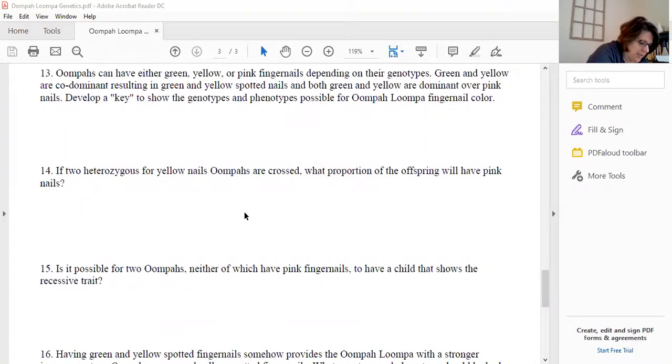Number 13 says Oompas can have either green, yellow, or pink fingernails, depending on their genotypes. Green and yellow are codominant, resulting in green and yellow spotted nails, and both green and yellow are dominant over pink. Okay, so this is a little tricky. We have a few things going on. Develop a key that shows the genotypes and phenotypes. So green and yellow are both dominant and pink is recessive.